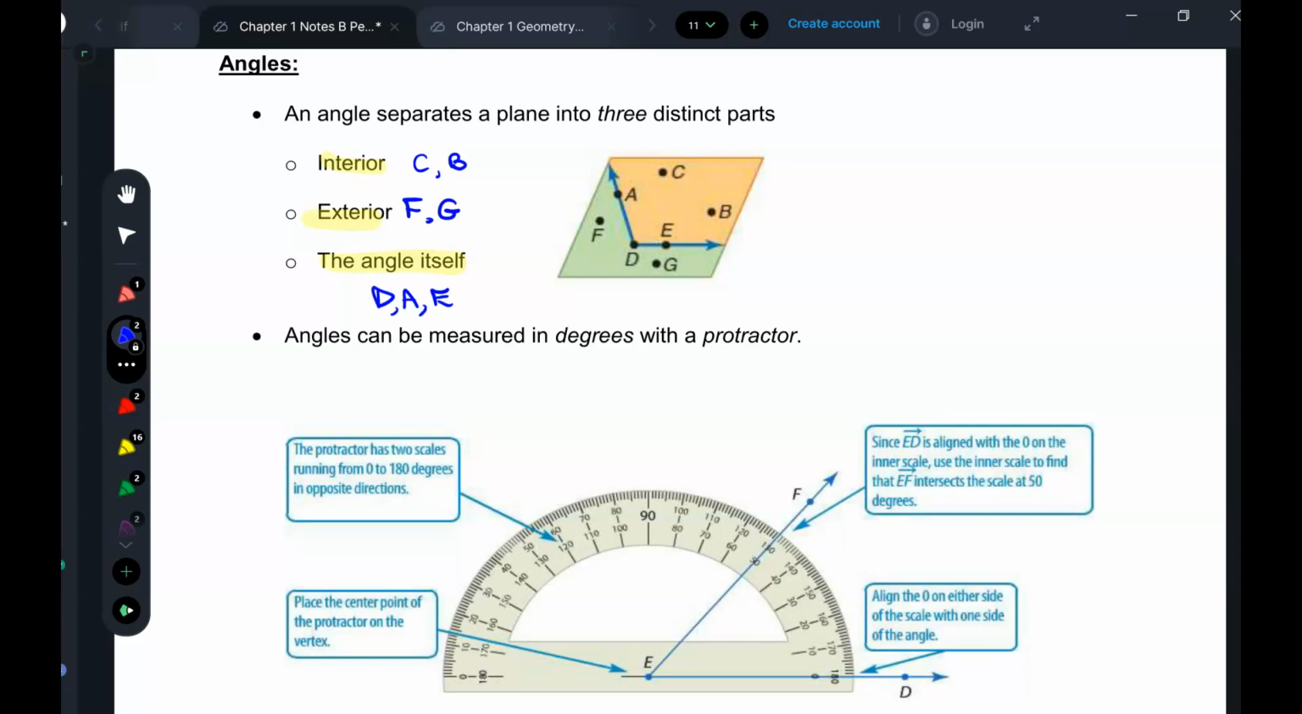Wait, I have a question. Why did you write the angle itself is D, comma A? Isn't it just the points? I just put the points themselves. Are we going to be using a protractor?